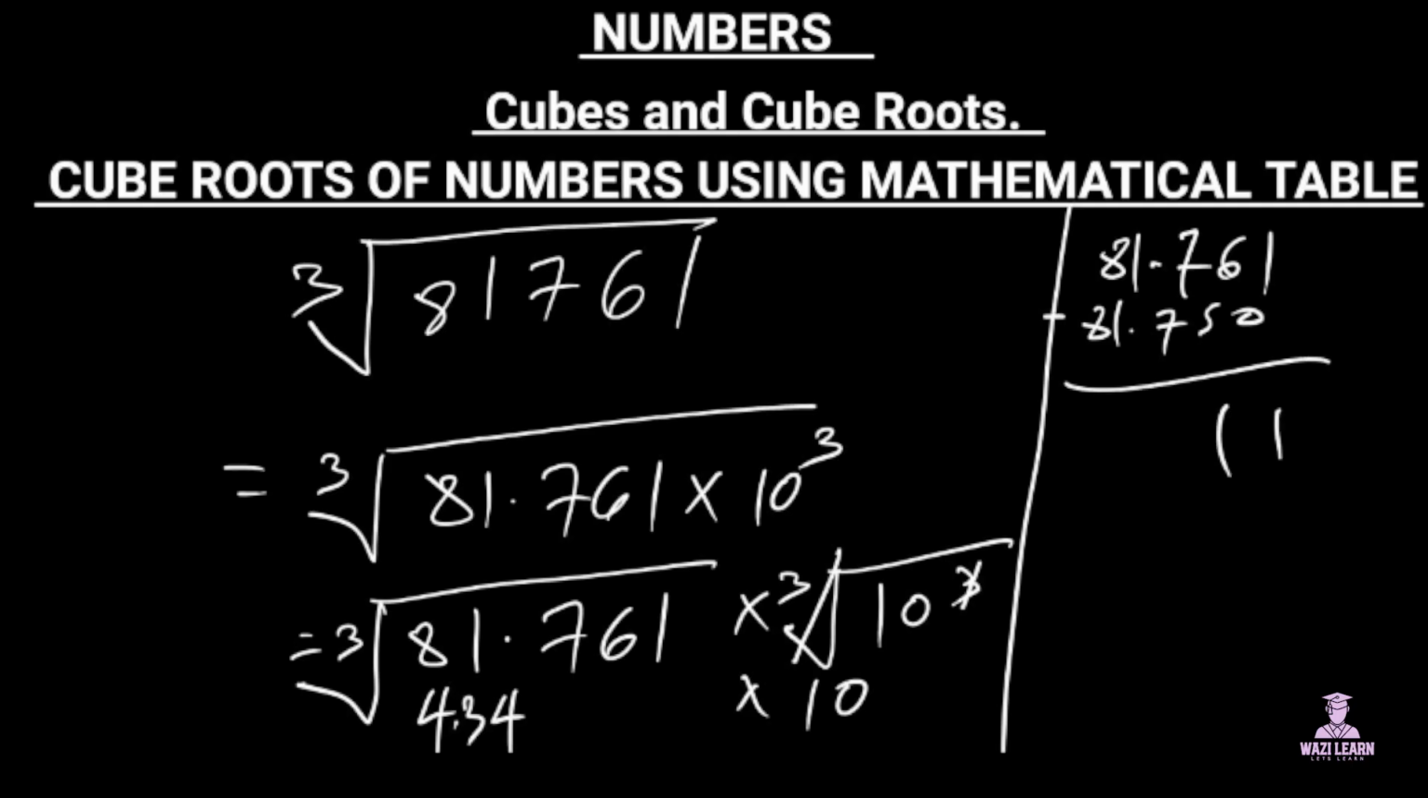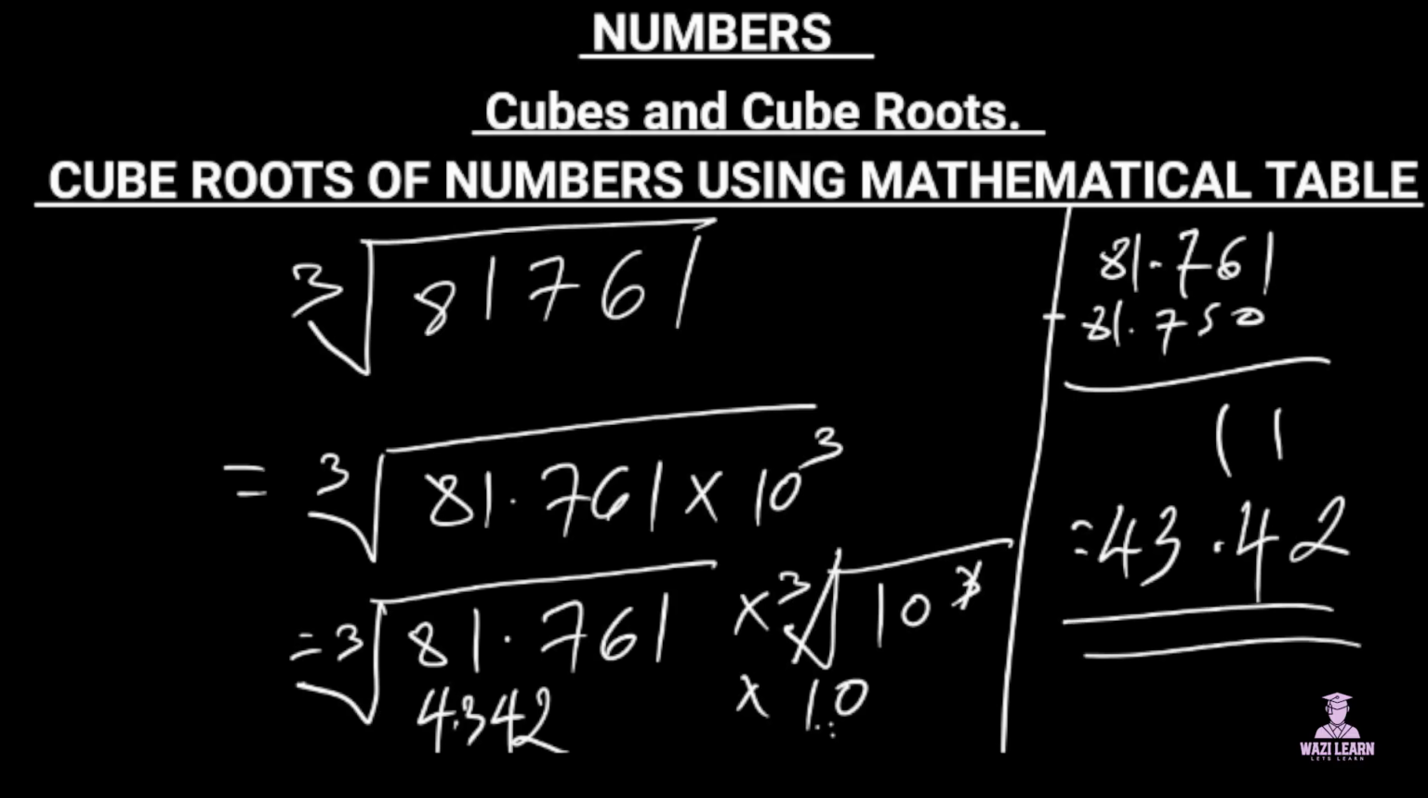So you move across in your add column, you look at where 11 is. 11 corresponds to the column 2. So it will be 4.342. So don't forget to multiply with your 10. When you multiply with your 10, you'll get 43.42. So that one is our answer.